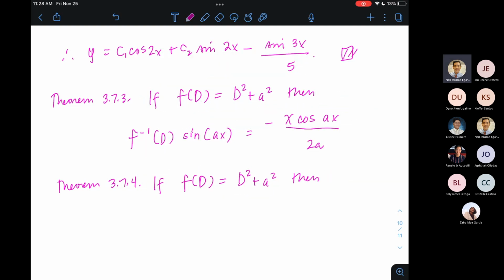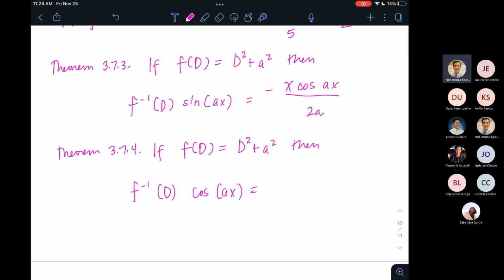Same assumption, pero ngayon naman, ang isa-subject ko sa f inverse of d ay si cosine ni ax. Kapag cosine yung function na involved, siya naman ay positive x sine of ax all over 2a. Ito, hindi ko na ito kayang tandaan. So, hopefully, you can remember this at least kung face-to-face yung exam.